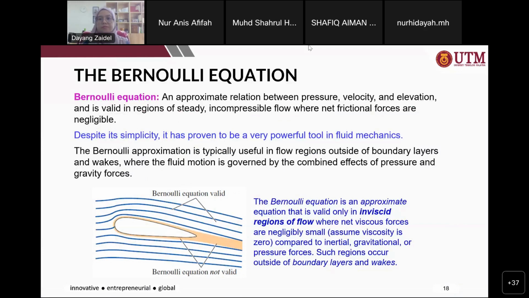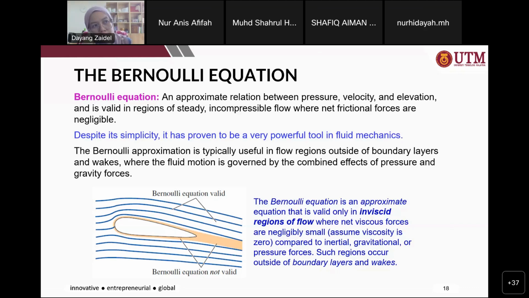Okay, so last week we covered fluid dynamics, starting from the continuity equation. From the continuity equation, we know that the mass flow rate coming into a system is equal to the mass flow rate going out of the system.